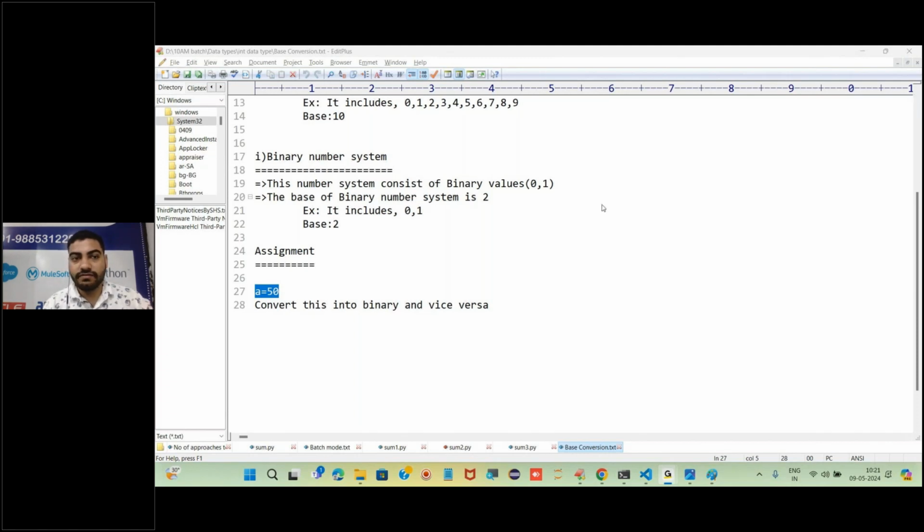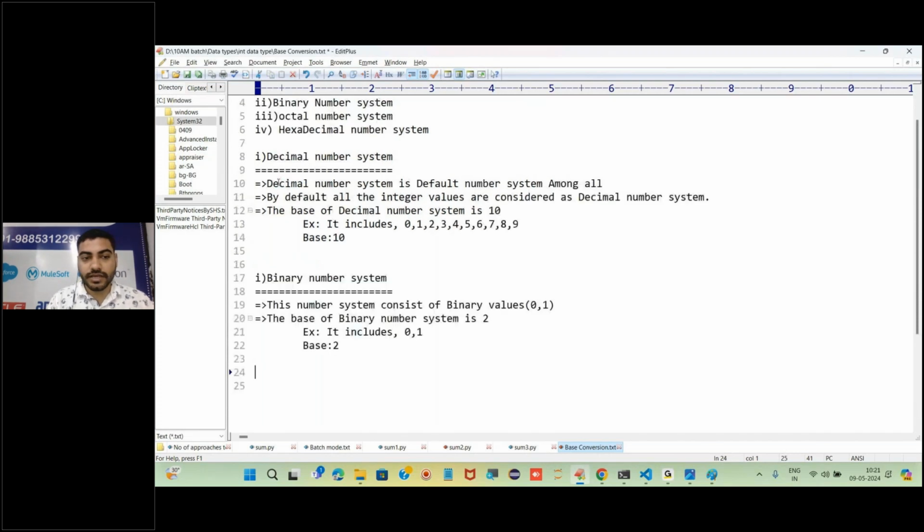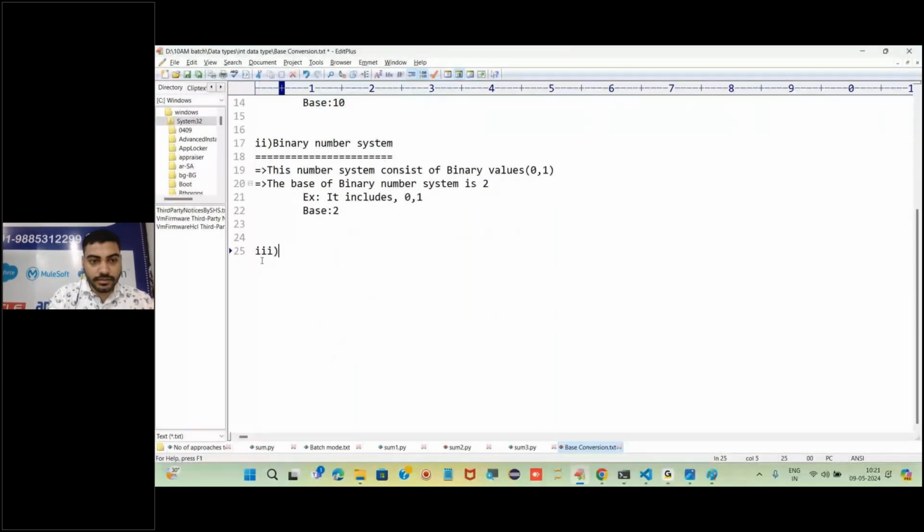So today we are going to see something to convert. Yesterday we have seen binary. Decimal, and this is the second one, which is binary. Now we are going to see the third one, which is known as octal. Octal number system. So I'll go for simple.